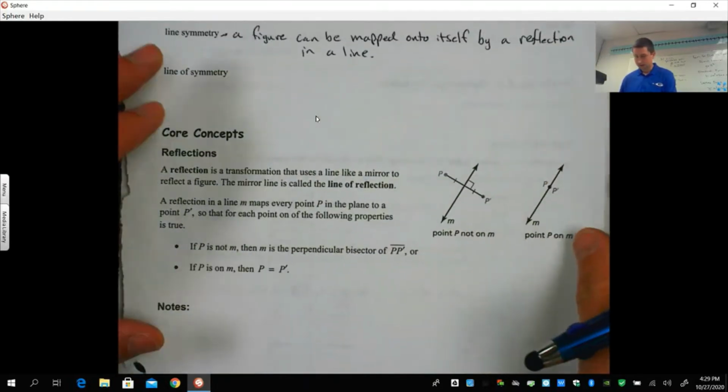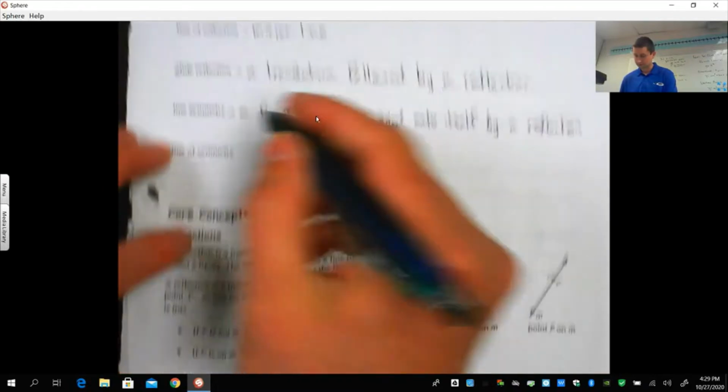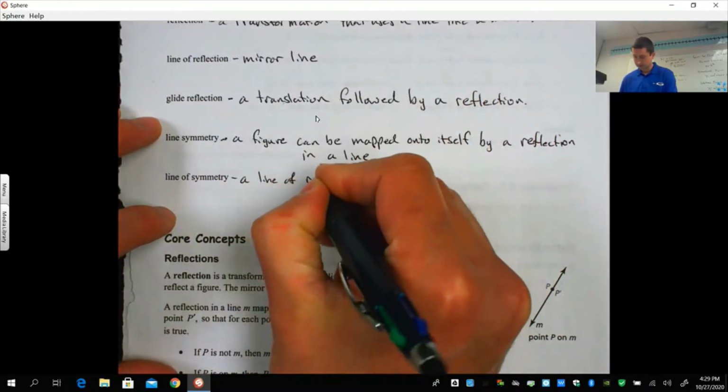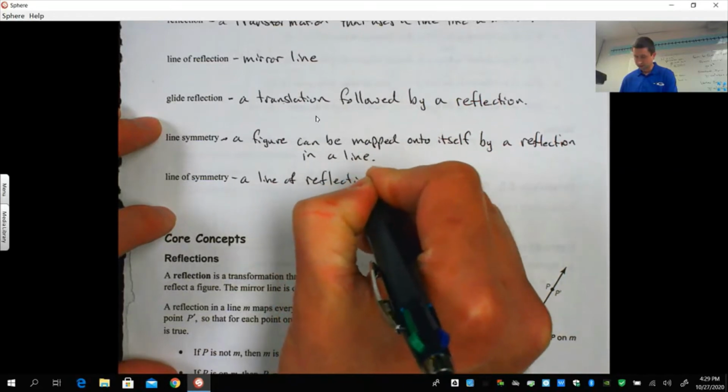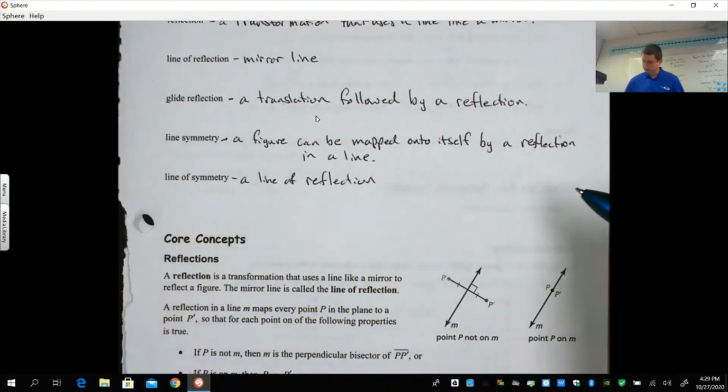The line of symmetry, that is just another, that's similar to the line of reflection. So these are kind of the same terminology for all the same thing. Line of symmetry, line of reflection, mirror line, all kind of the same stuff.